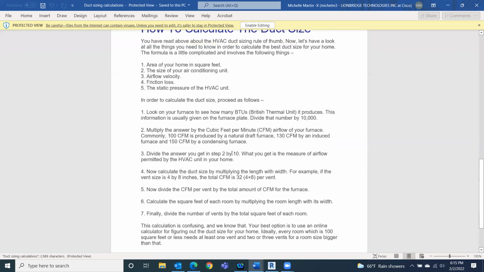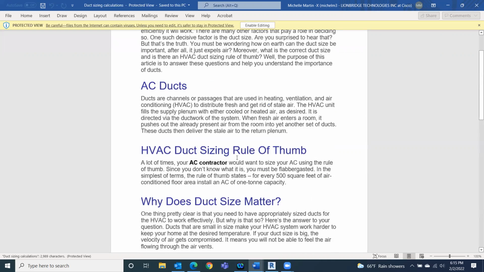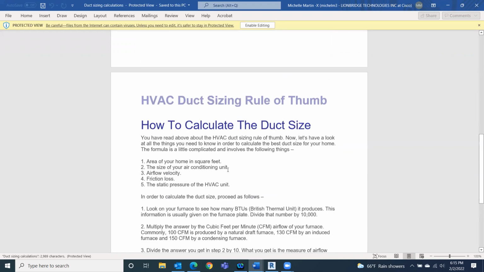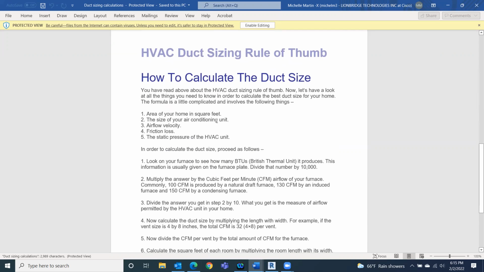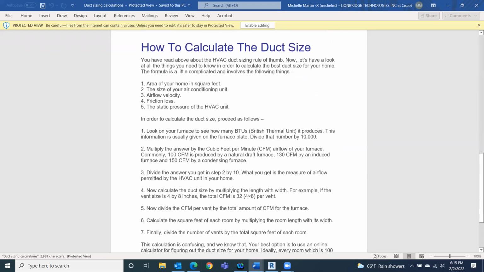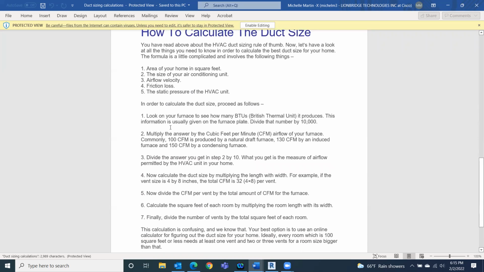Duct sizing calculations, and these are easy to follow. You can read through this information right here and then follow these calculations down here. A lot of it's the same information that you have already. A couple of different things that we're going to take a look at on here is the cubic feet per minute for the airflow.